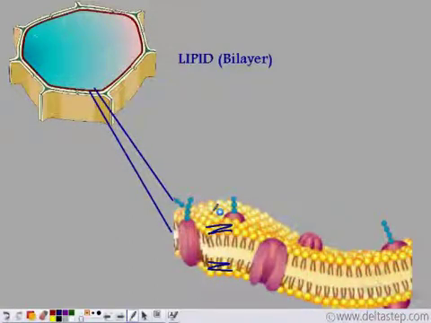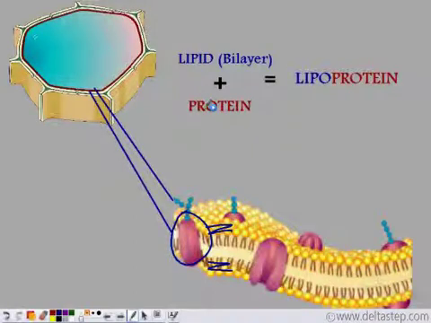And then you see these large pink structures that are present at regular intervals. These structures are known as proteins. So lipids and proteins together form a structure known as the lipoprotein. So the cell membrane is made up of these lipoproteins.